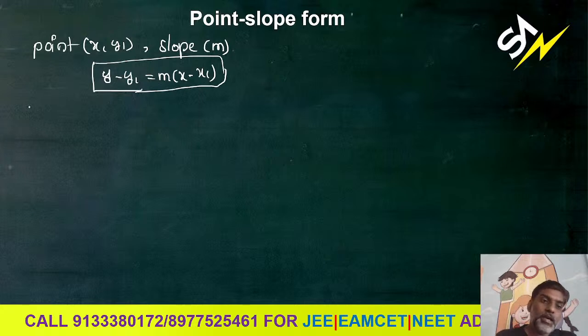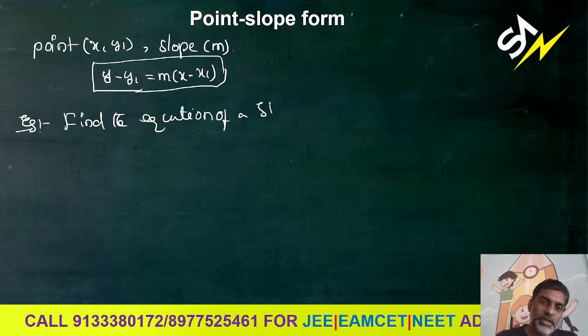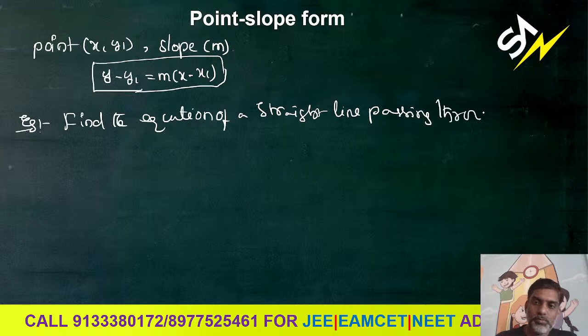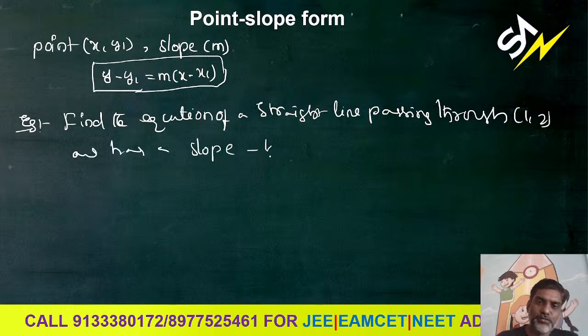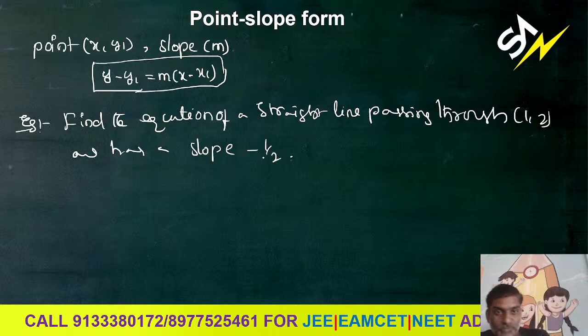Clear? And then let us see one example. Find the equation of a straight line passing through 1 comma 2 and has a slope of negative 1 by 2.